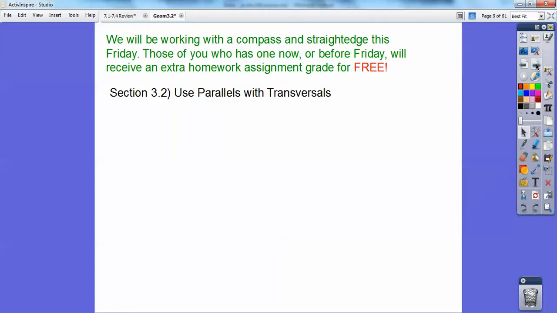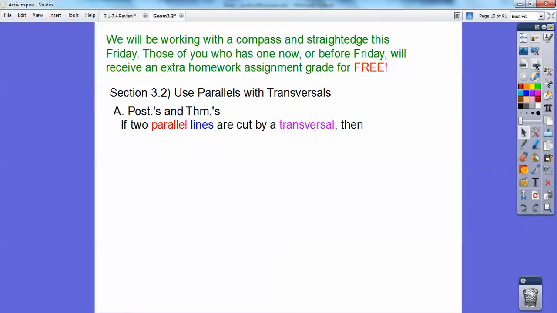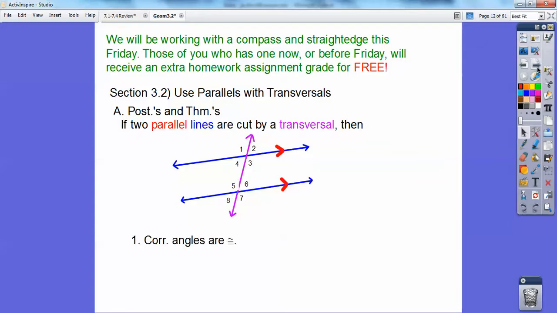So here's using parallel lines with transversals, and they start off with this. If parallel lines are cut by a transversal, then... here are the parallel lines. See, I have the parallel lines with the red arrows. That's why this is red. And the lines are blue. So here are my parallel lines cut by this purple transversal right here. If that happens, then corresponding angles are equal.